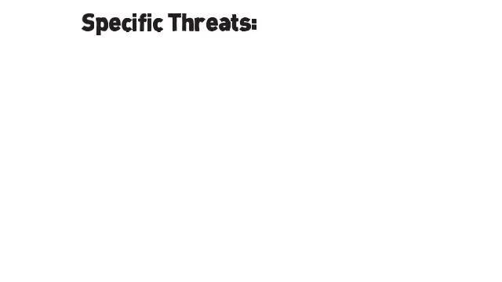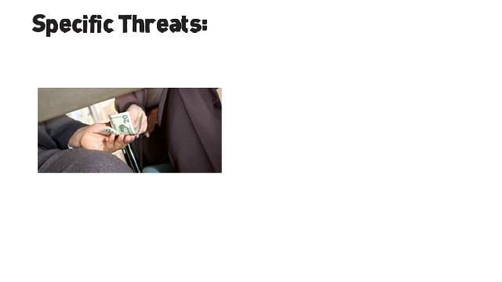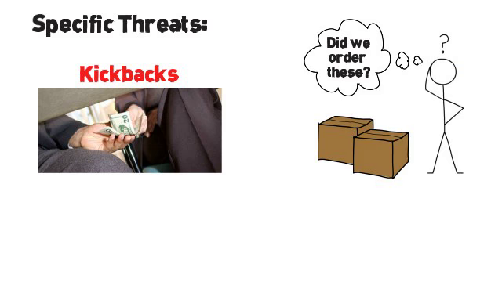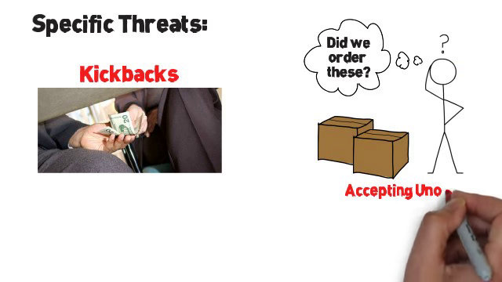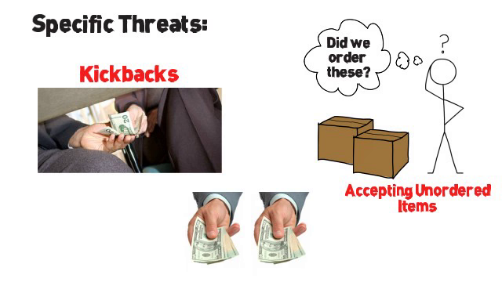Now we'll go over some specific threats to J-Dog's expenditure cycle. J-Dog's purchasing clerk could be ordering from a bakery that has lower quality buns, so he could get a kickback. Or J-Dogs could accept items that were never ordered. They could also make duplicate payments for the same order.